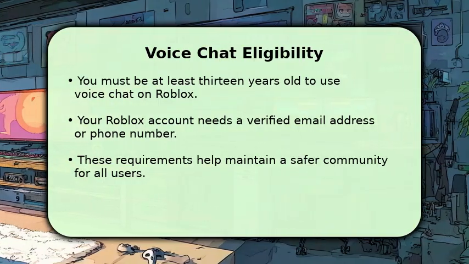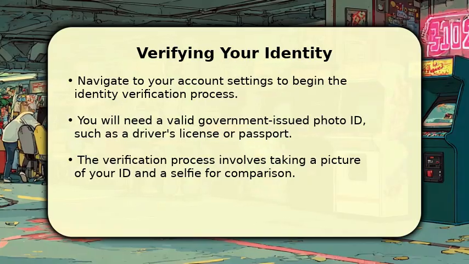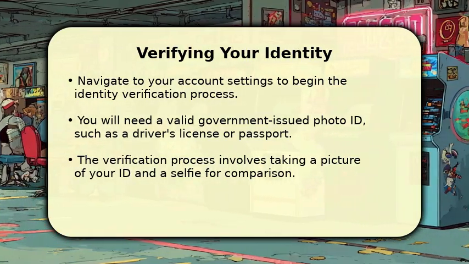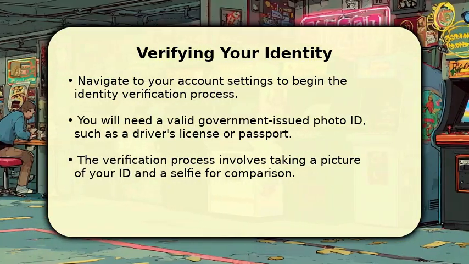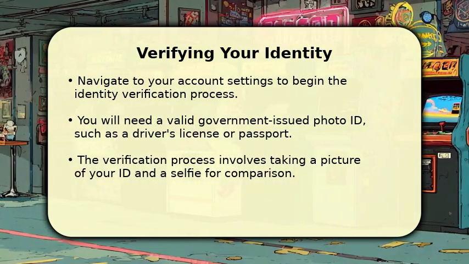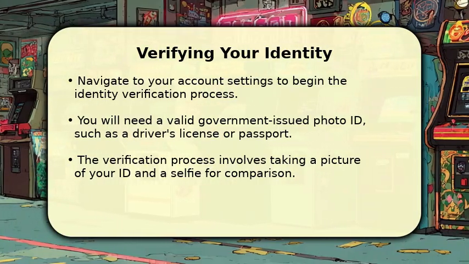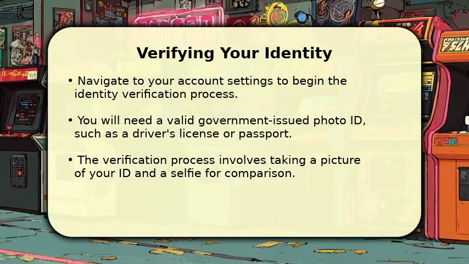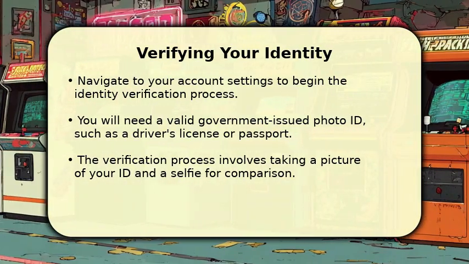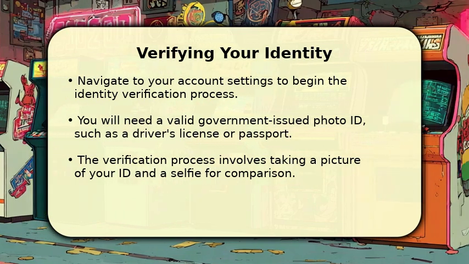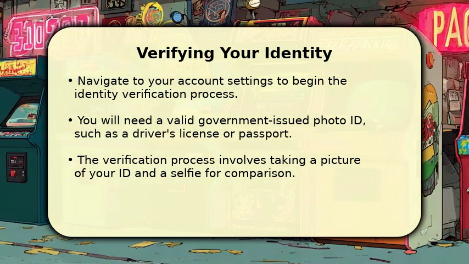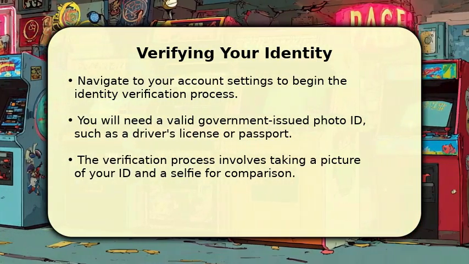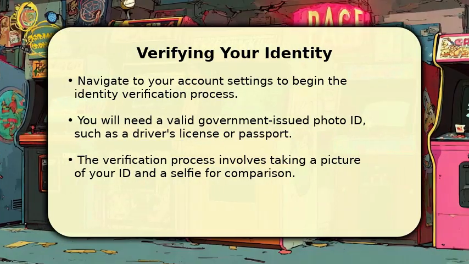To verify your identity, access your Roblox account settings on mobile. Locate the Verify My Age option to start. You will need a valid government-issued photo identification, like a driver's license or passport, confirming you are at least 13 years old. The system securely guides you through scanning your document and taking a quick selfie. This efficient process usually takes only a few minutes, ensuring your privacy and confirming your eligibility for voice chat.